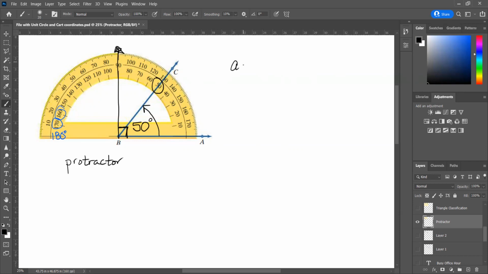Now we have some names for some of these. We've got an acute angle. We've got a right angle. We've got an obtuse angle. And we've got a straight angle. Those are the angle types that we will look at in this class.